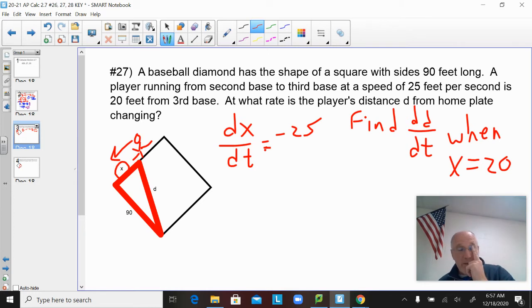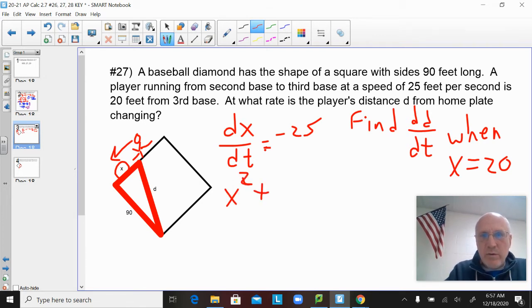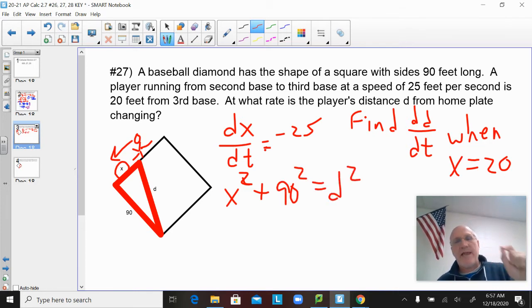And that's pretty straightforward there. I'll warn you right now that in 28, the way the problem's worded is trying to trick you, so just be aware of it for later. So again, I have a Pythagorean theorem. I have x squared plus 90 squared equals d squared. So that's the equation I'm going to take the derivative of with respect to time.